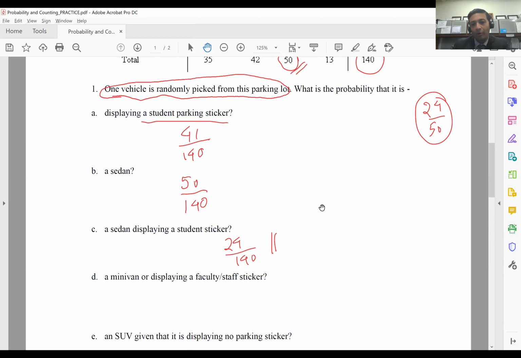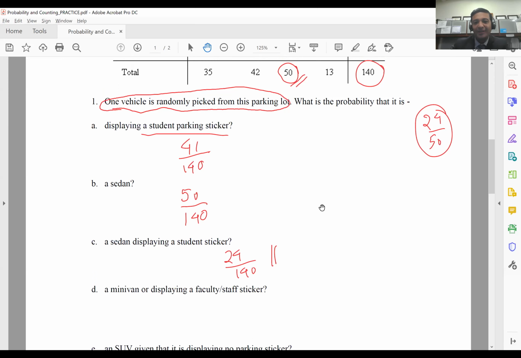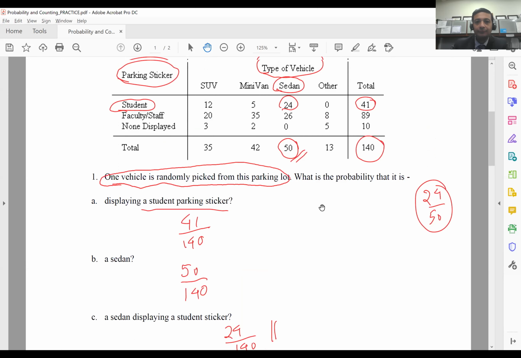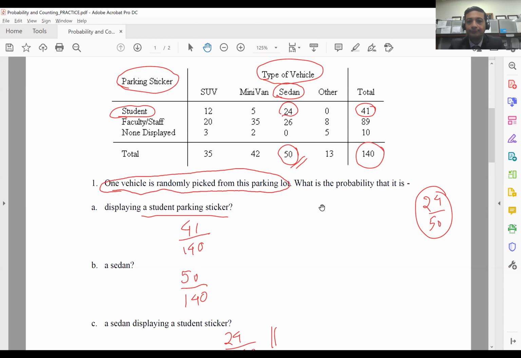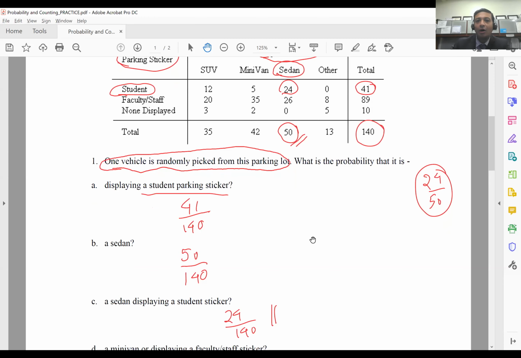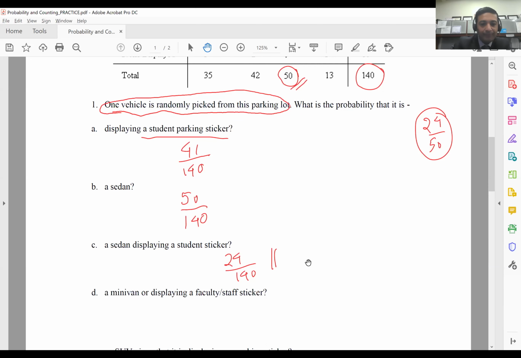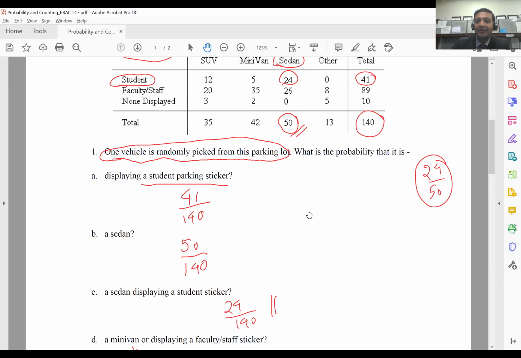Probability of a minivan or a car that's displaying a faculty staff sticker. So what's the probability of a minivan? Let's break it up. What's the probability of a car being a minivan? 42 out of 140. That's the probability of a car being a minivan. So this is the minivan piece. 42 out of 140. What's the probability of a car with a faculty staff sticker?